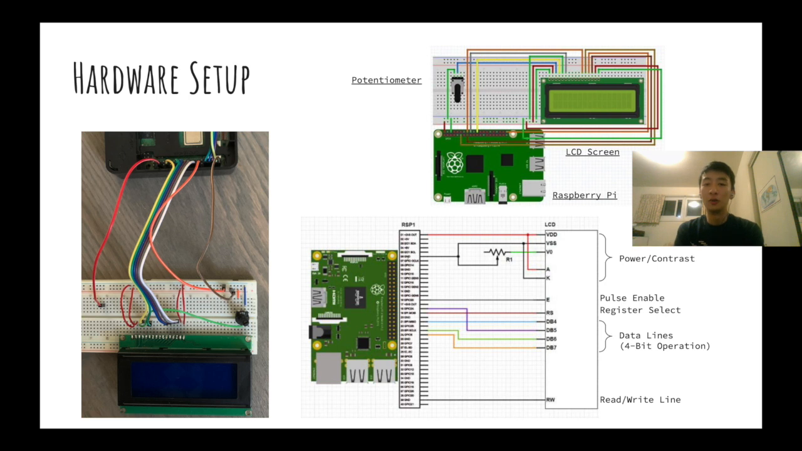An important thing to note is the 4-bit operation for our setup. The LCD display supports both 4-bit as well as 8-bit operation, with the main difference aside from the extra wiring is that the data must be sent and received twice instead of a single time.